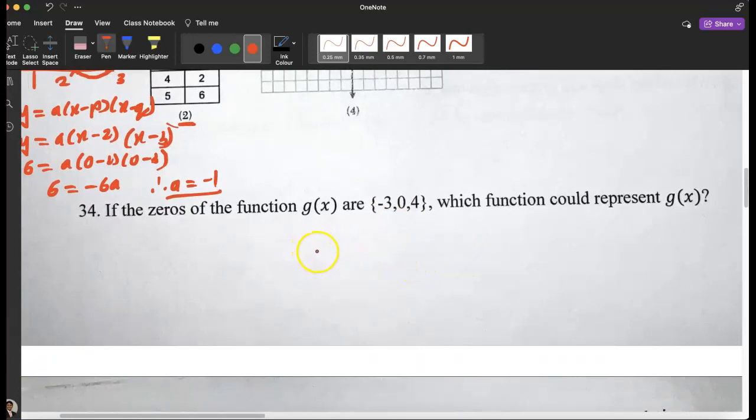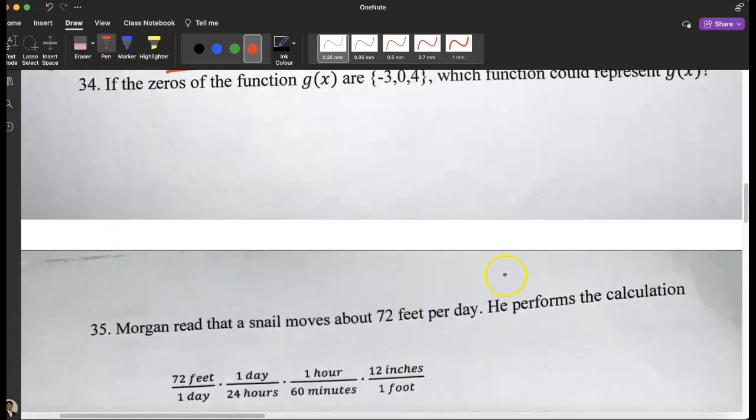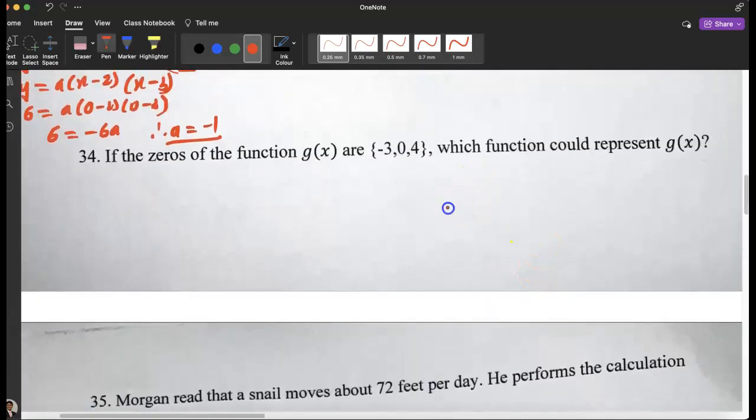If the zeros of the function g of x are -3, 0, 4. Which function could represent g of x? What does it mean? It means that this is -3, this is 0, this is 4. These are the zeros.